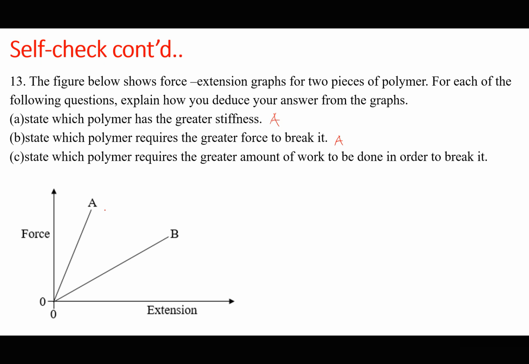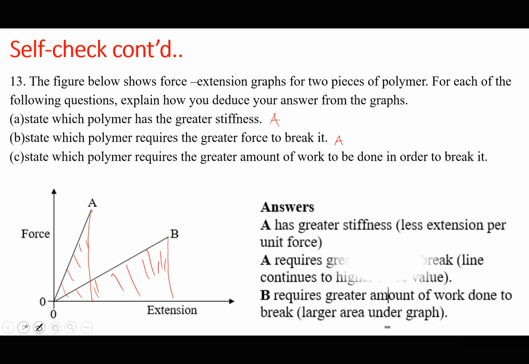State which polymer requires the greatest amount of work to be done in order to break it. Work done is going to be the area under the graph. If you compare that area with this area here, you may find that the area under A is smaller than the area under B. So the answer here is going to be B, because the work done to break the material will be the area under the graph. I think those answers are correct.